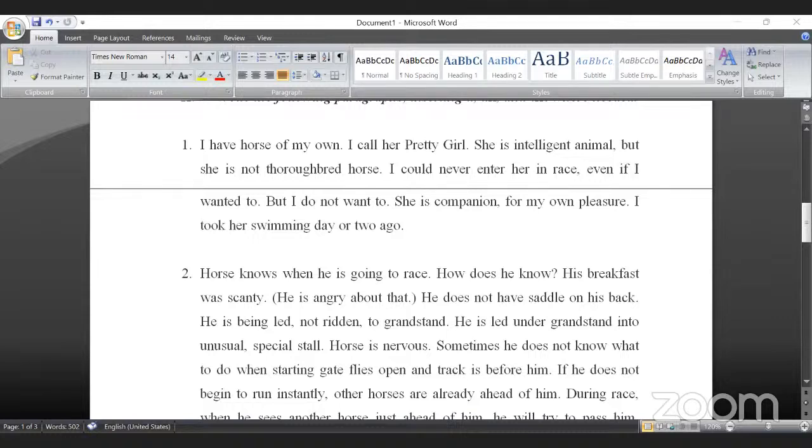Second sentence. I call her Pretty Girl. I think there should be a comma after her. No comma stuff and all. Okay, we're not doing that kind of editing exercise. We're just looking at articles for the point of time. We don't need any comma there. Any article that you need in that sentence? I call her Pretty Girl.